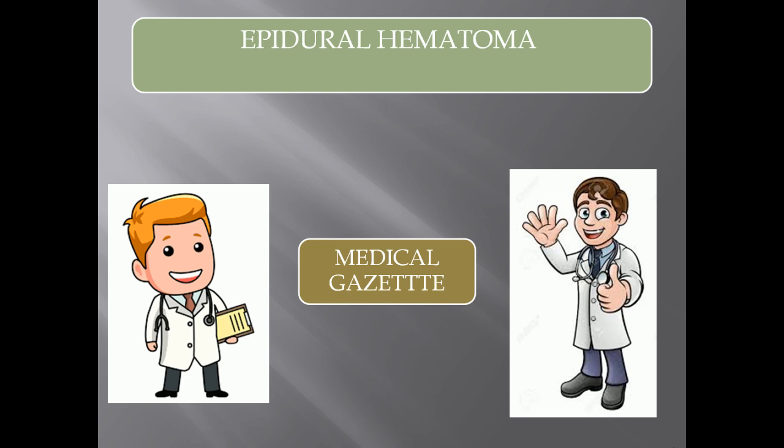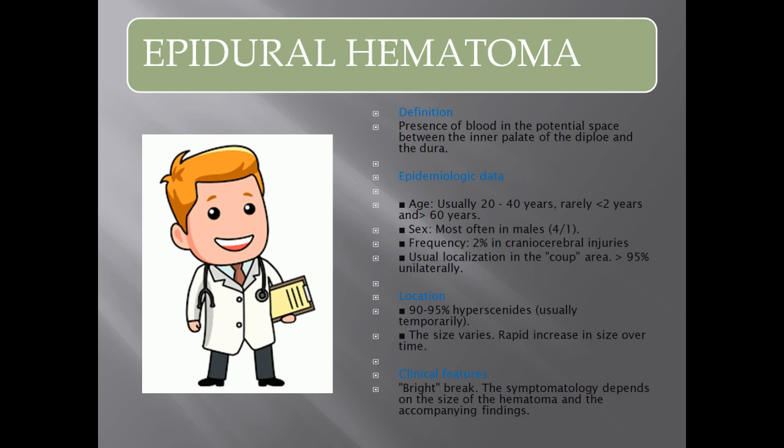Today we are going to talk about epidural haematoma. I will show pictures to the end of the video and explain them. Let's start. So what is it, an epidural haematoma? Definition: presence of blood in the space between the inner table of the diploe and the dura.